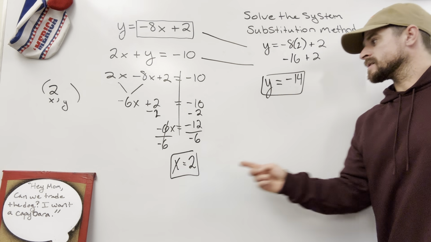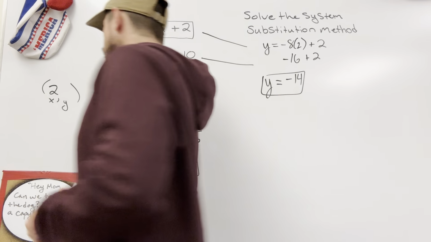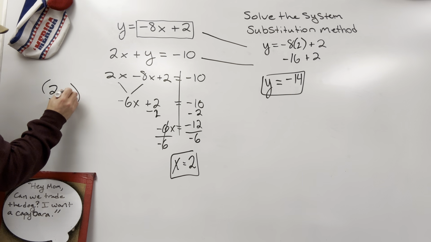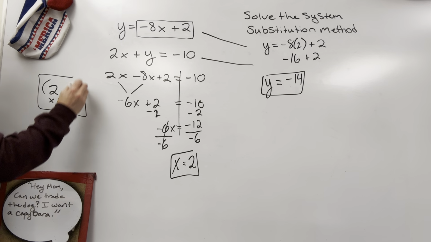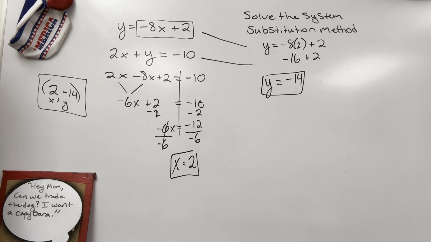Well, now I know what x is, I know what y is. I've found everything I need to give the solution to this system. The original system solution would be 2, negative 14.